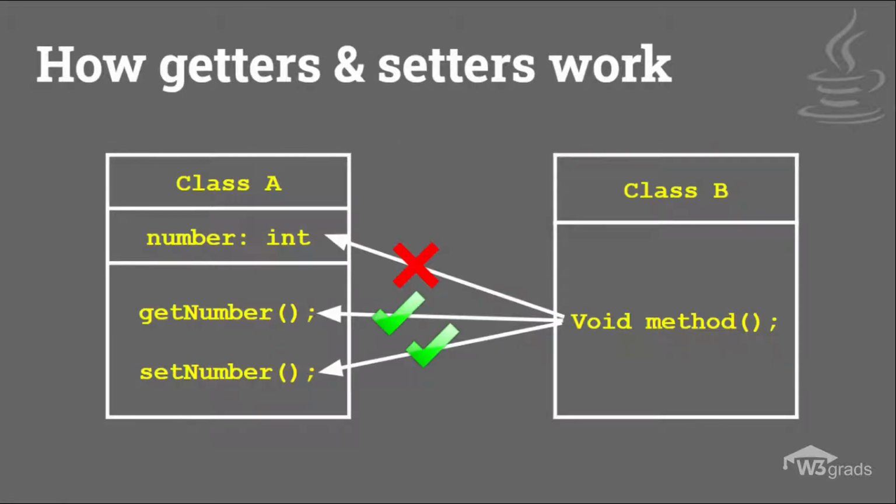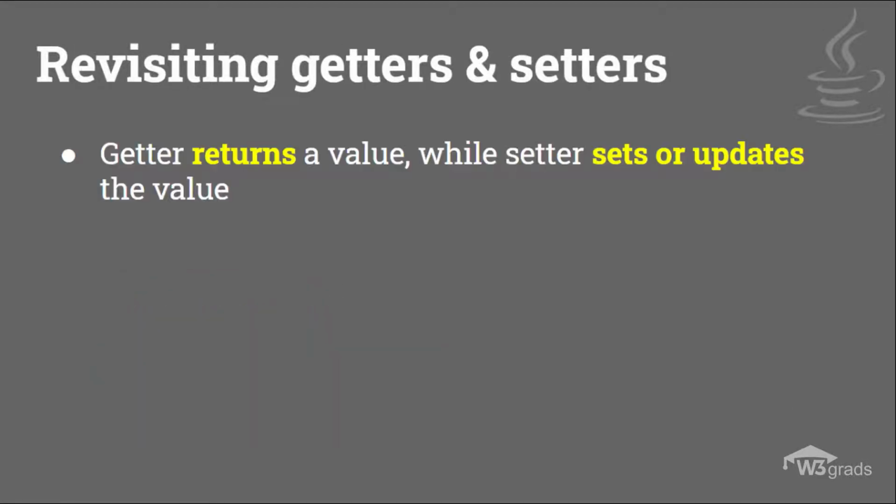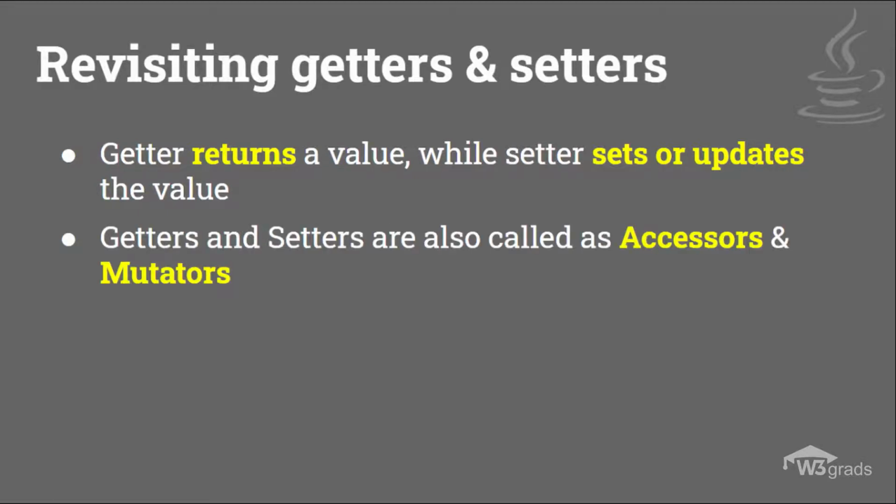The following image demonstrates how the getter and setter work. In this image, there are two classes, class A and class B. The class A has an integer variable named number. Now, if this variable number is marked private, then the method of class B cannot access it directly, and thus, it cannot modify it. So, to provide only limited access to this variable, class A has two public methods named getNumber and setNumber. Now, the method of class B can only read or write its value using the getNumber and setNumber methods. For each instance variable, a getter method returns its value while a setter method sets or updates its value. Given this, getters and setters are also known as accessors and mutators, respectively.